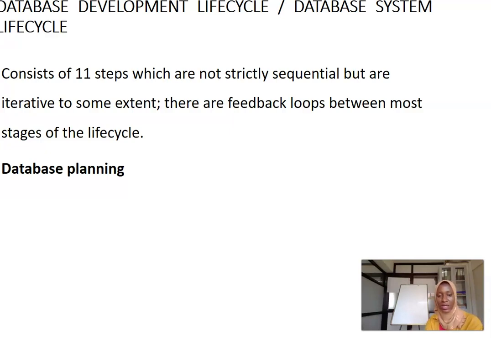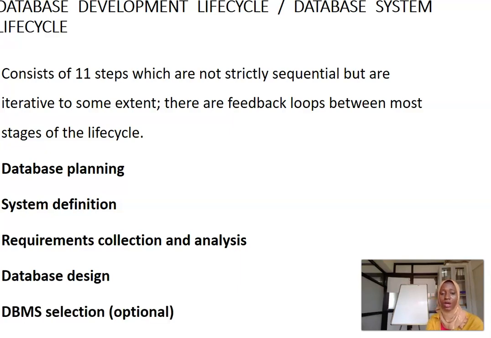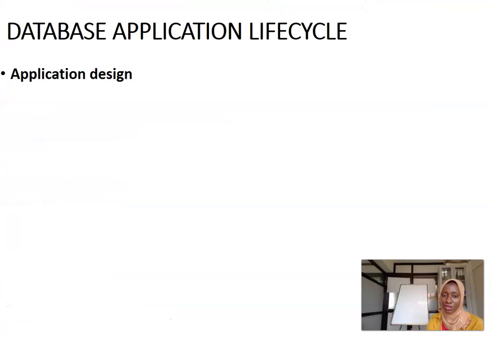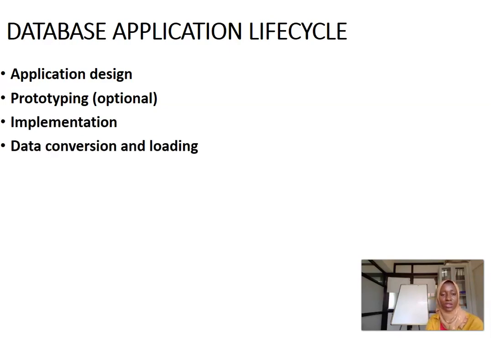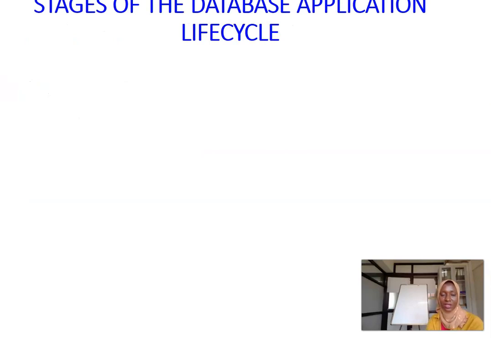We have the database planning, we have the systems definition, we have the requirements collection and analysis, then we have the database design, then we have the database management selection, which is an optional phase. Then we have the application design, then we have prototyping, which is also an optional phase, implementation, data conversion and loading, testing, and then operational maintenance. Those are the 11 phases that we are going to discuss today.